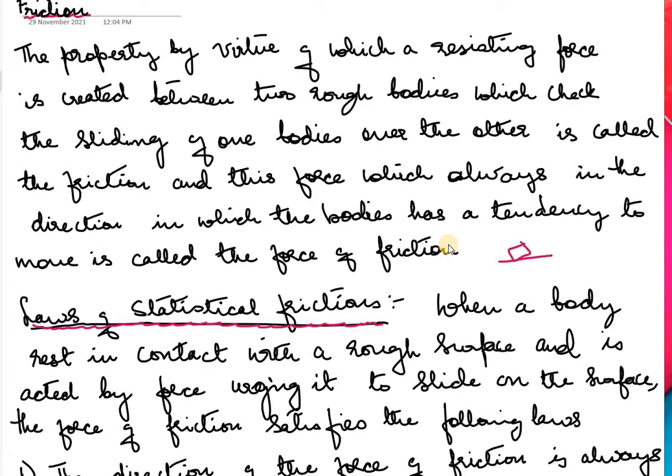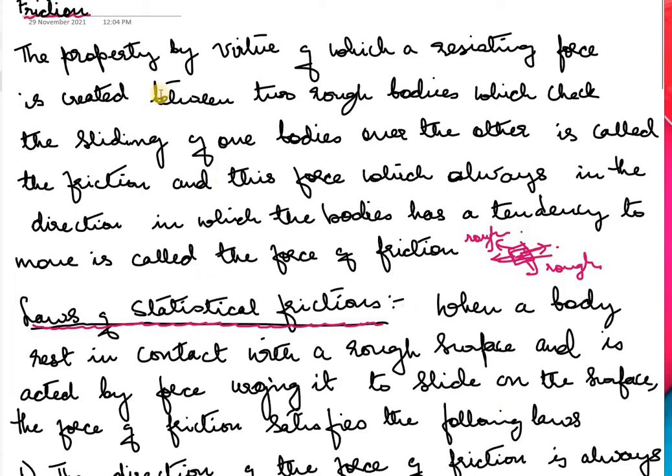which are in contact, that is, this surface is rough and this body is also a rough body, and a force is applied such that this body has a tendency to move in this direction, then there will be a force of friction which opposes the motion of this rough body on this rough surface. The force which opposes this motion of a rough body is called the force of friction.